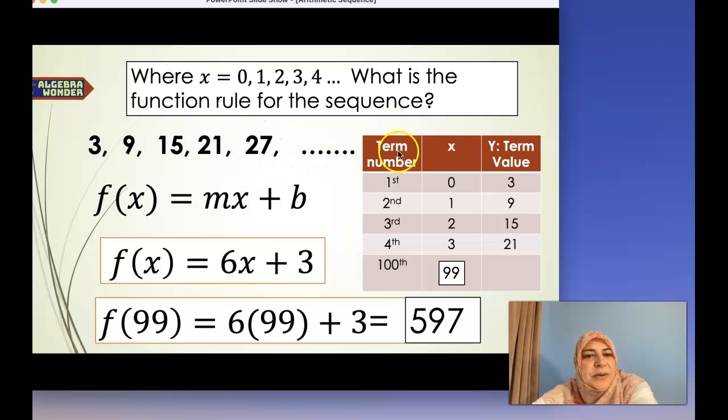So if you keep going in this pattern, 3, 9, 15, 21, 27, keep going until you reach the 100th term, this is the first, second, third, and so on, the value will be 597 for the 100th term.